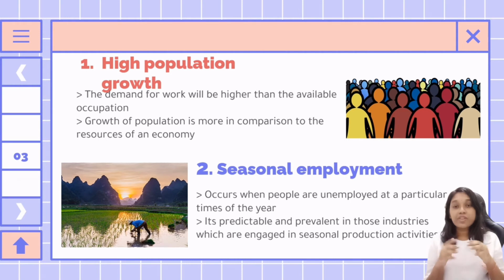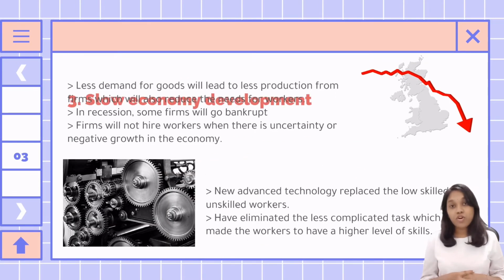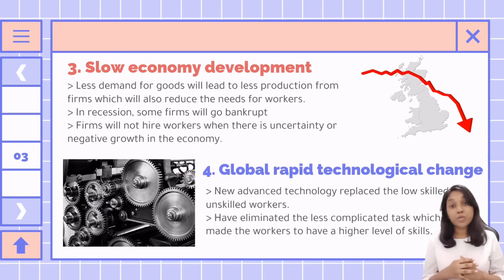And this period of seasonal unemployment in certain countries also varies from state to state, depending upon the method of farming, the nature of soil, and also the possibility of multiple cropping. The third factor of unemployment is slow economic growth.